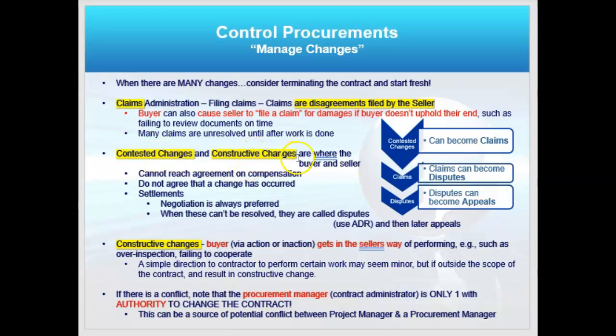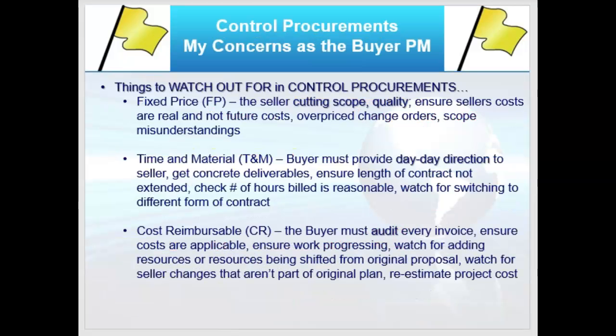Contested changes and constructive changes are about the buyer and seller and this process that you're going through. Now, a constructive change is the buyer, again, getting in the way of the seller performing their duties, right? So if there's a conflict, the procurement manager is the only one with the authority to actually change the contract. These are just some things to watch out for in procurement management.